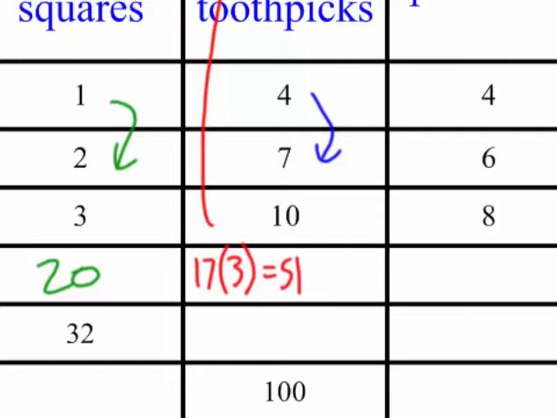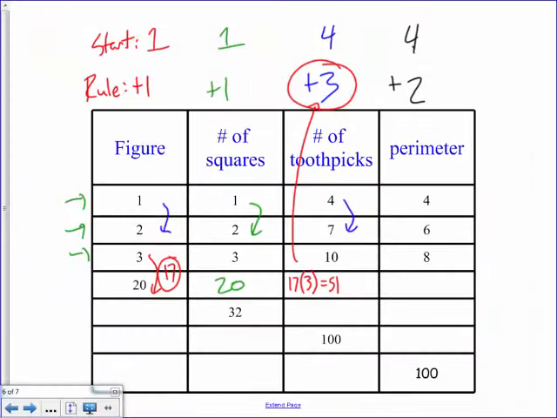So is that my answer, 51 toothpicks? No, because in figure 3 I already had 10 toothpicks, so I need to add these two together to give me a total of 61 toothpicks. So does that make sense? We have to figure out how many figures it jumped up and then multiply.